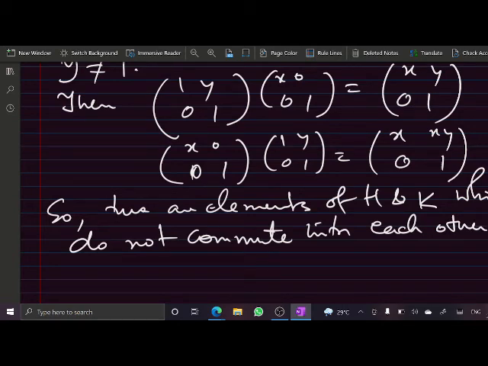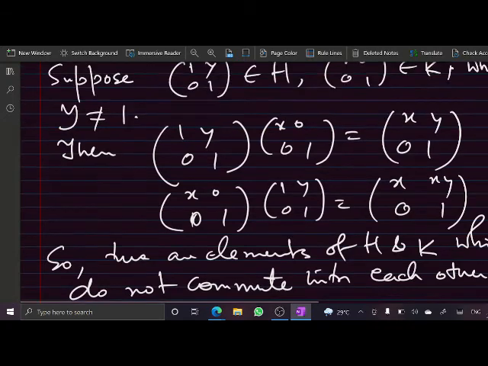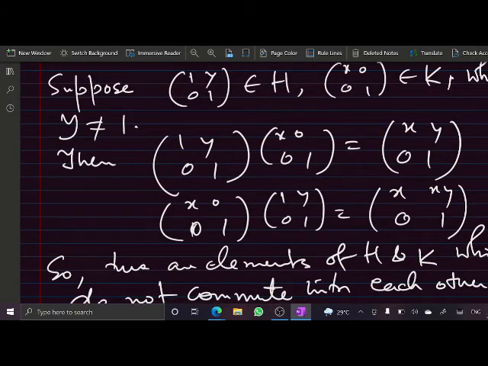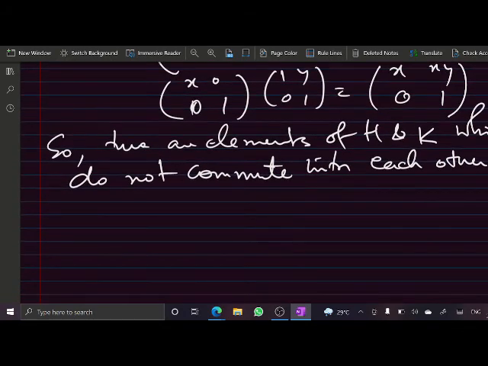Sir, I said x not equal to 1 here, did I say it wrong? Check it. x not equal to y. It's not equal to 1. Oh, I am sorry. Yes, yes, yes. Now, they do not commute with each other.